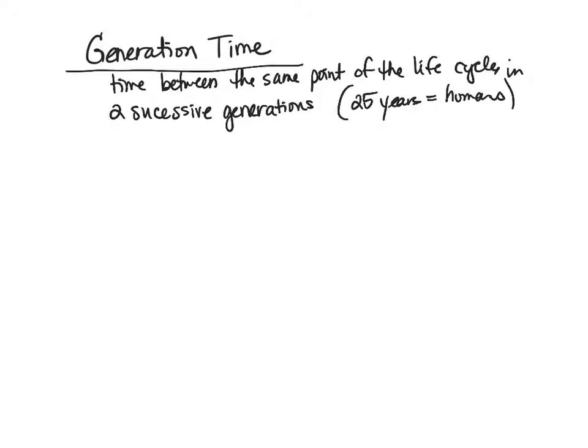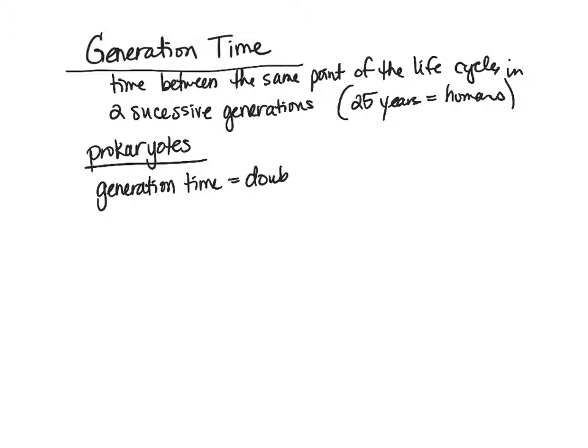Now, prokaryotes are much, much faster. Fortunately, because it would be really difficult to study them if their generation time was 25 years. So our prokaryotic generation time is also called the doubling time. When you hear the term generation time or doubling time, that's going to mean the same thing.